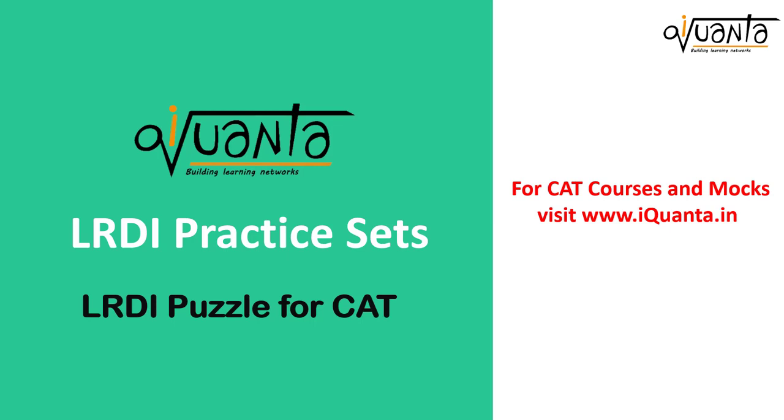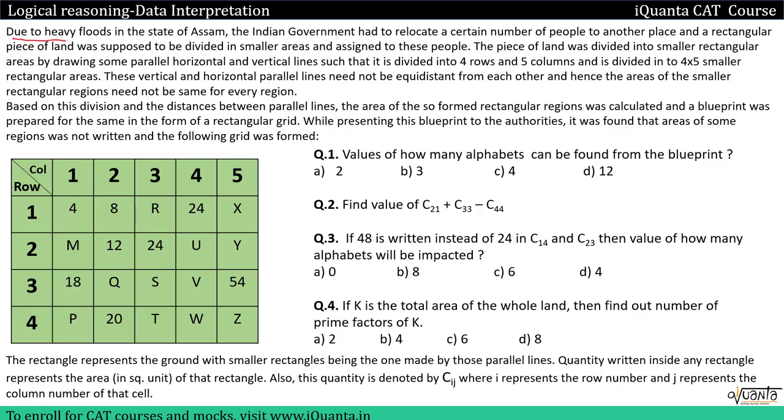Hello everyone. In this video we are going to solve a very good set based upon logical reasoning. It is a mixture of matrix as well as a little bit of geometry. The question is, due to heavy floods in the state of Assam, the Indian government had to relocate a certain number of people to another place, and a rectangular piece of land was supposed to be divided in smaller areas and assigned to these people.